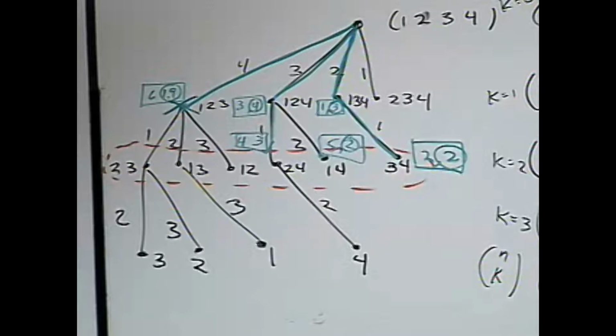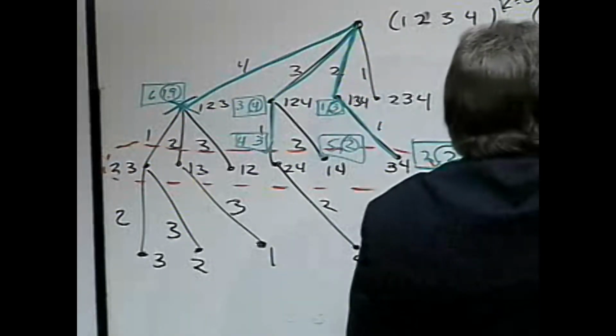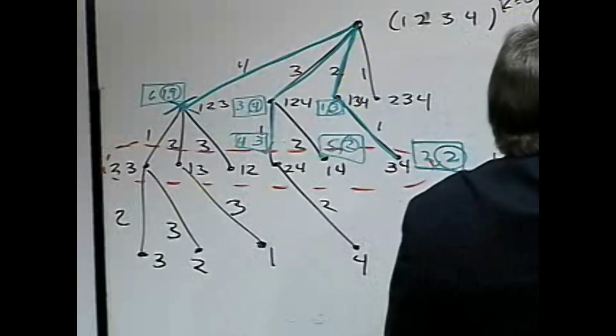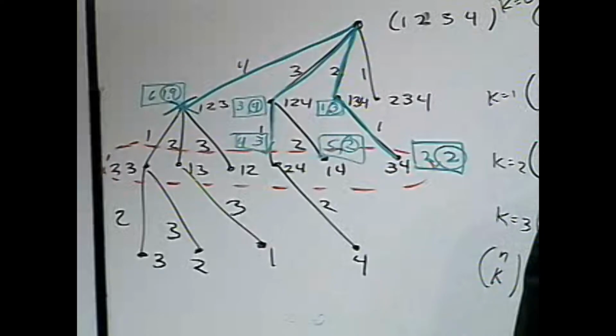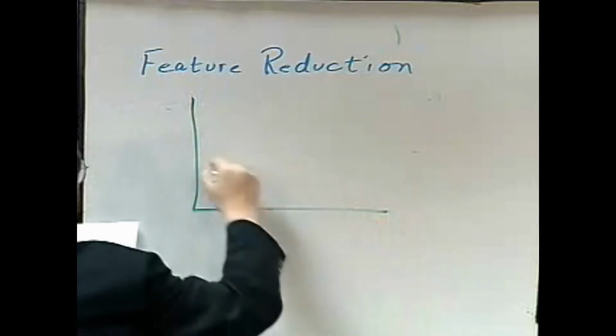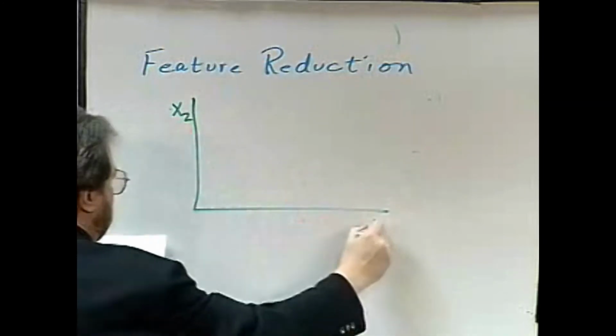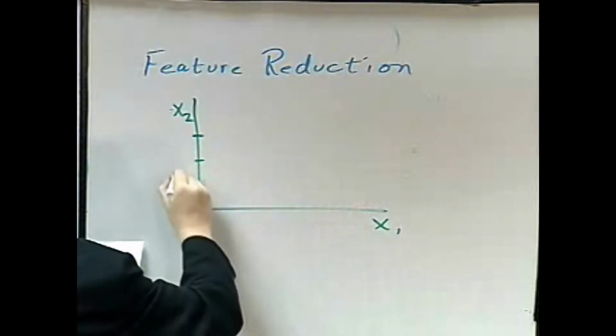So we can go through feature selection of that sort. Let's talk about feature reduction now. Feature reduction is the combination of features into something which is more palatable. For example, if we were to have x2 and x1, this is directly from the notes that I made available to you.